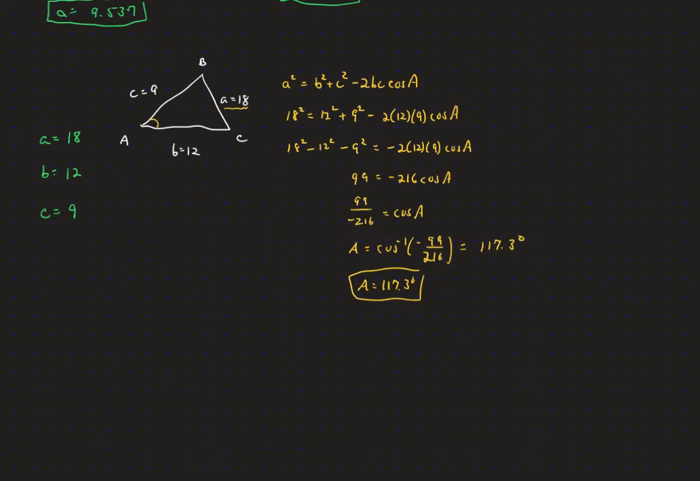Now we've got the obtuse angle out of the way. We can't have two obtuse angles, so now the pressure's off. We can find whatever one we want. I'll just find angle B for no particular reason.